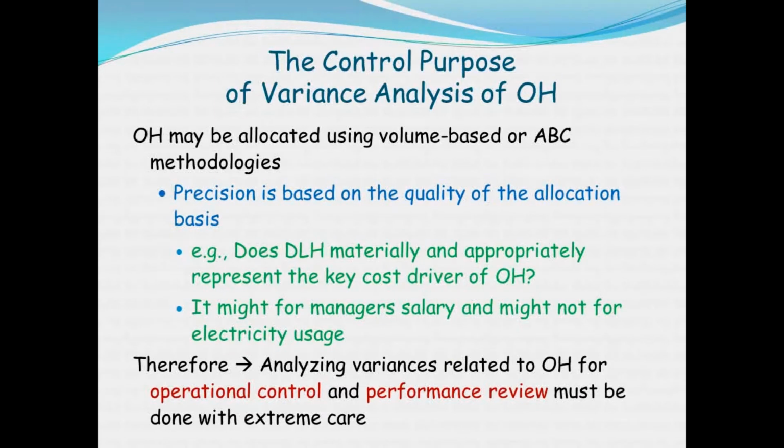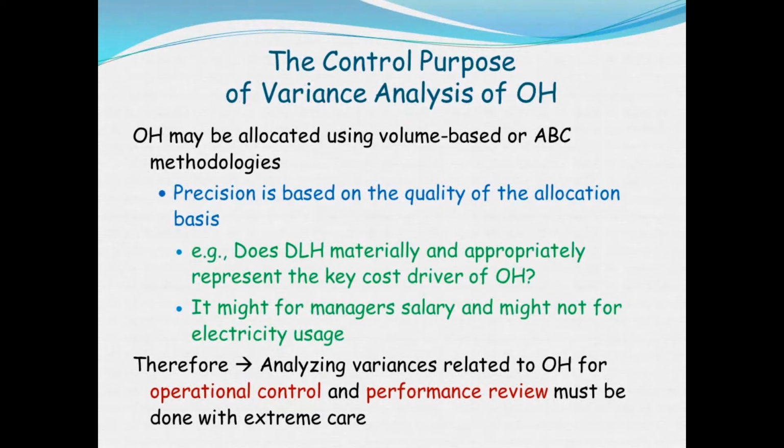So again, there are two purposes. The first is the control purpose. Just as we talked about, you have to be careful when using variance analysis for direct costs for control purposes. You have to be extra careful with overhead, because what's your allocation base? Are you really managing the use of the overhead, or are you managing the use of the allocation basis?